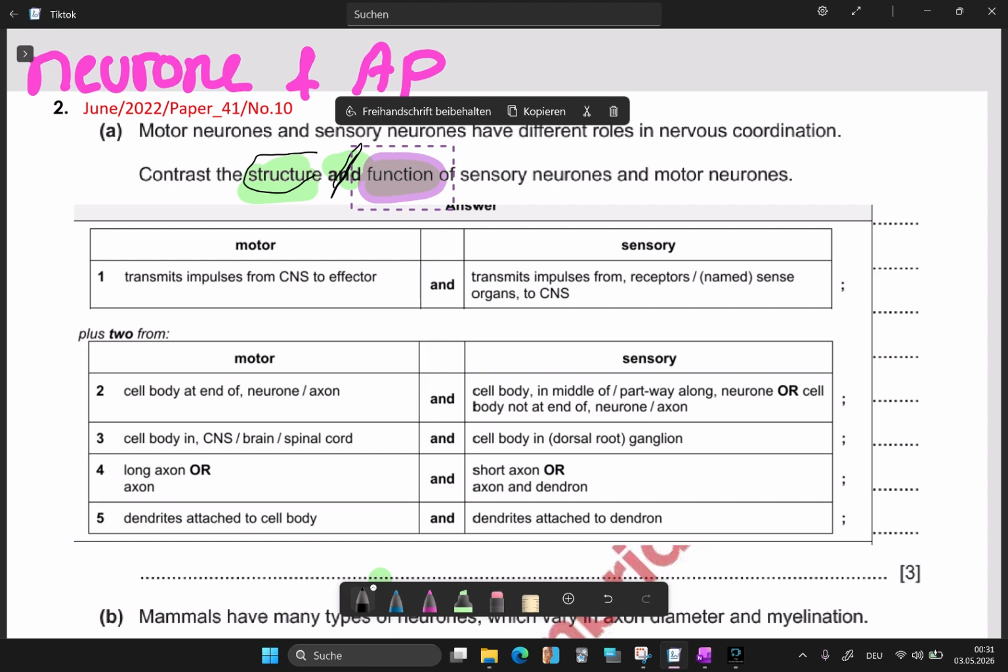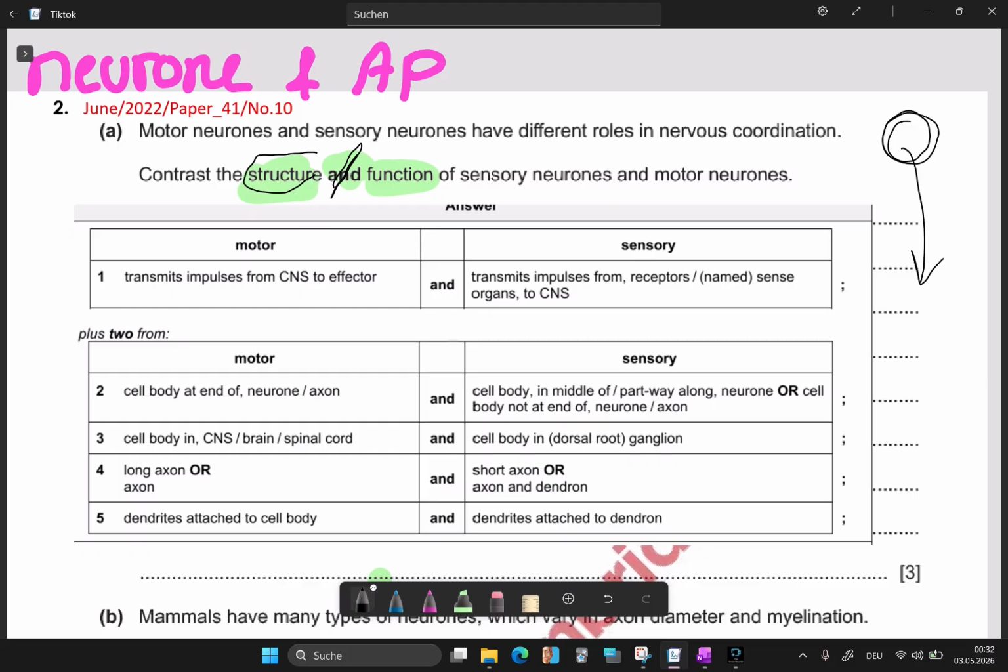Let's start with the function. The function of the motor neuron is obviously the transmission of the action potential from the CNS to the effector, which is either a muscle or a gland, while the sensory is the transmission of the impulse from the receptor to the CNS. And the CNS, the one in the middle, is the relay. Okay, so just so you understand.